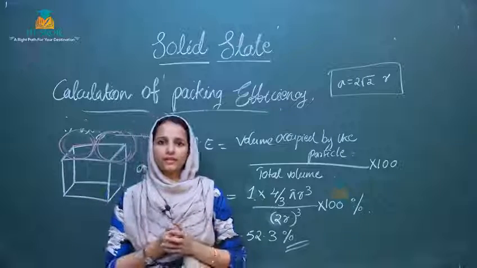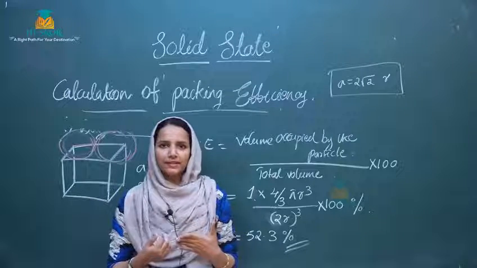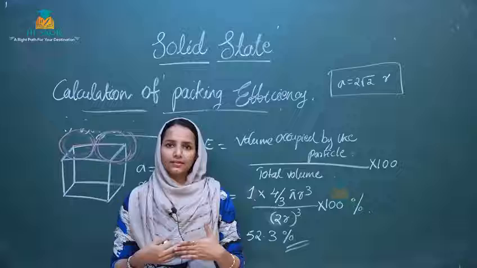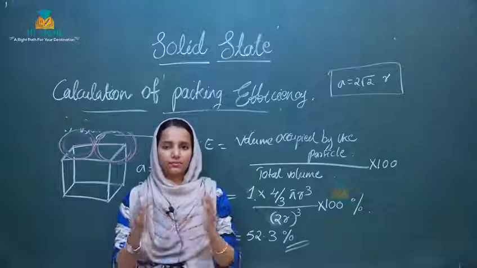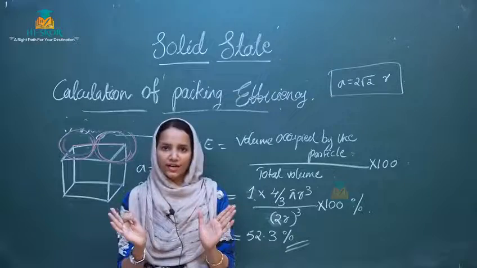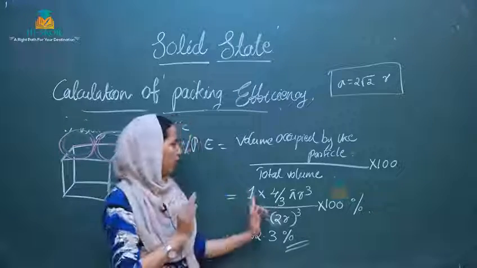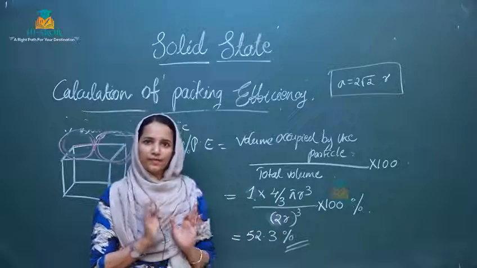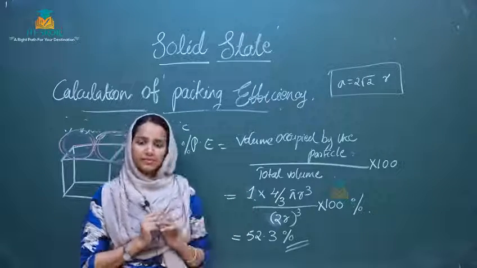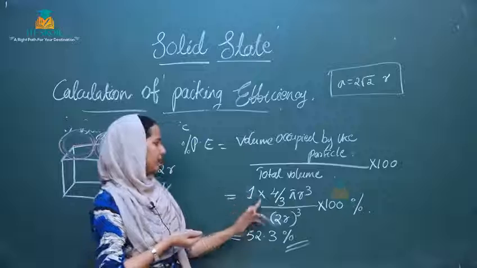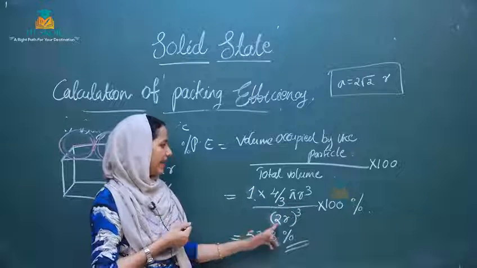In simple cubic structure, particles per unit cell, we already derived the expression, that is 1 by 8 into 8. So particles per unit cell is equal to 1, that we already know. So 1 into 4 by 3 pi r cube. 4 by 3 pi r cube is the volume of each sphere. So only one particle is present in simple cubic structure. So 1 into this divided by a cube.